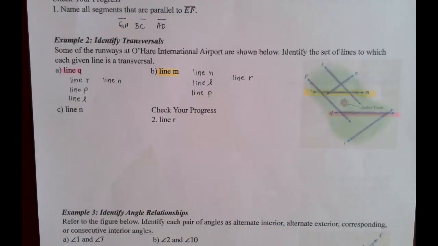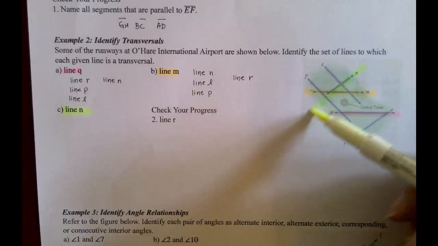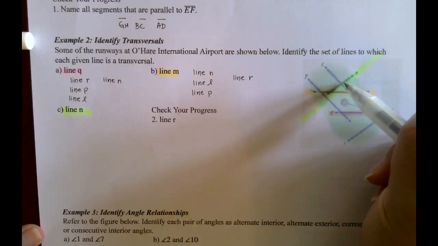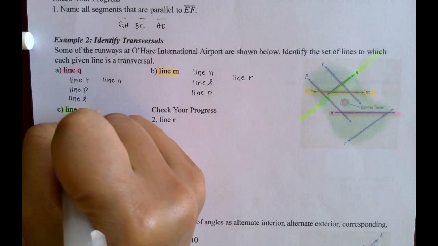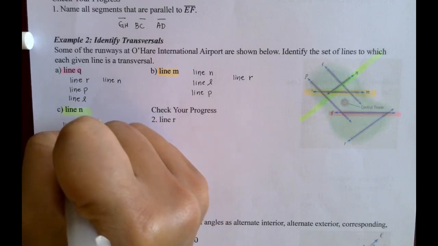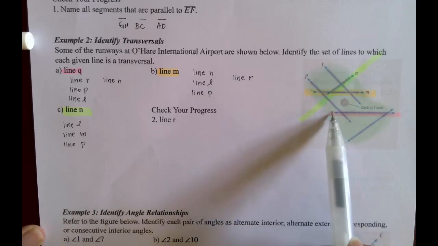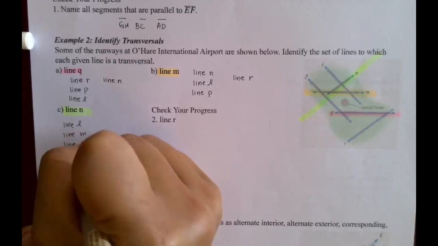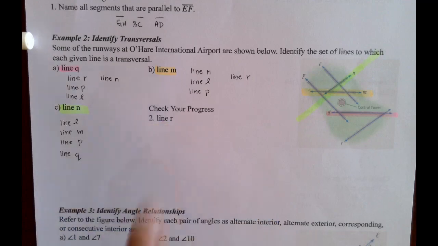Next one is line N. Line N is this one, and you can imagine it keeps going. This one intersects L here, M here, and P. So line L, line M, line P. And then I think it's parallel to R. Here we can see that if Q and N were to continue, N would also hit line Q. So why don't you try line R here and then come check the answer.